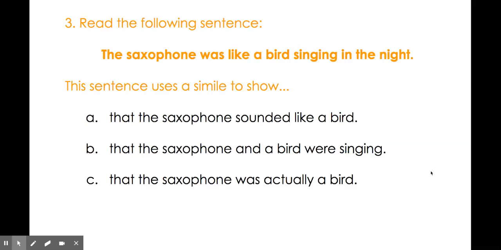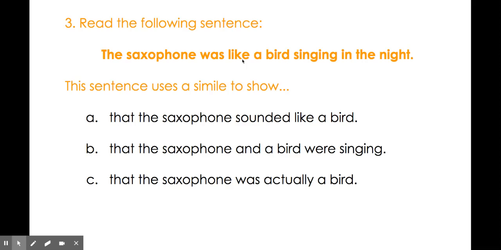Number 3, read the following sentence. The saxophone was like a bird singing in the night. This sentence uses a simile to show... well, let's find the simile. The saxophone was like a bird. Okay, I know it's a simile because it's comparing two things, saxophone to a bird singing in the night. And I know it's a simile because it's using the word like.